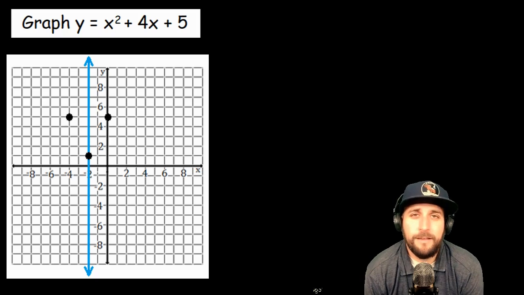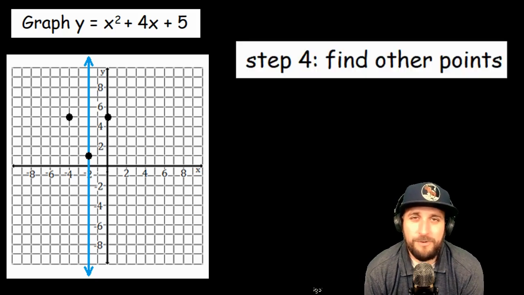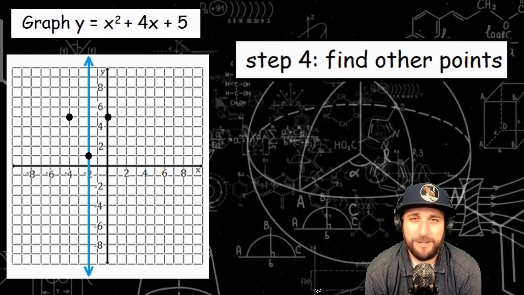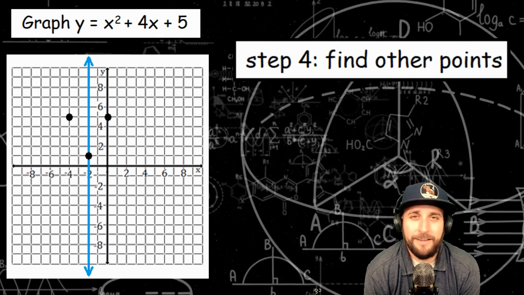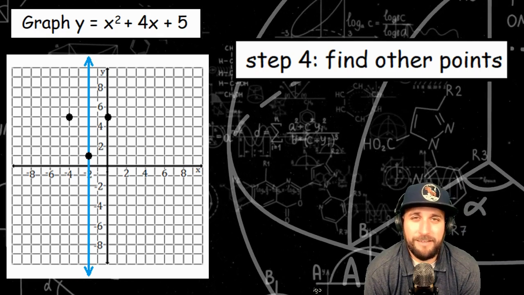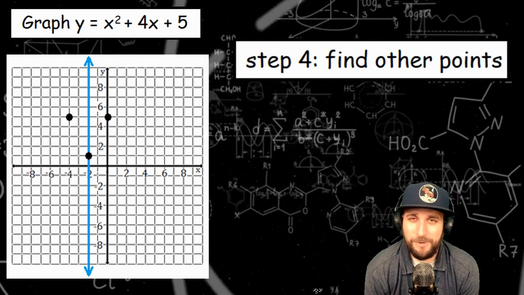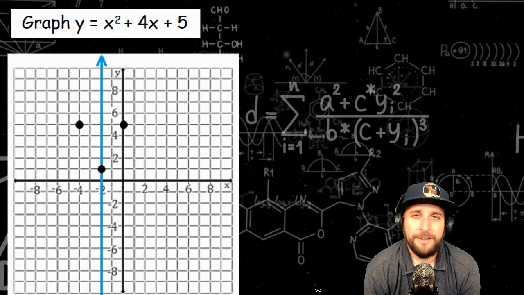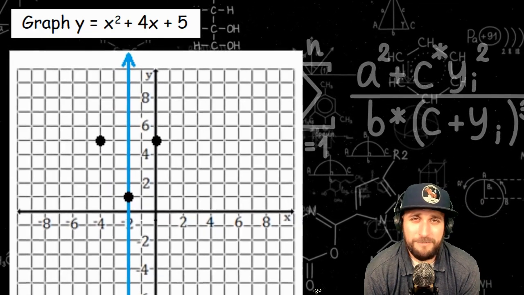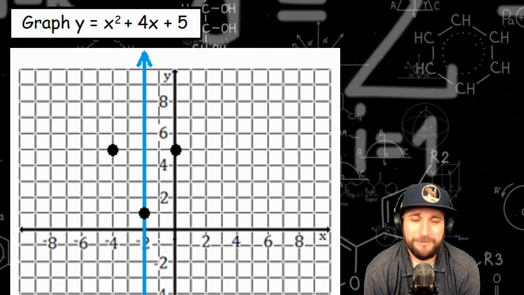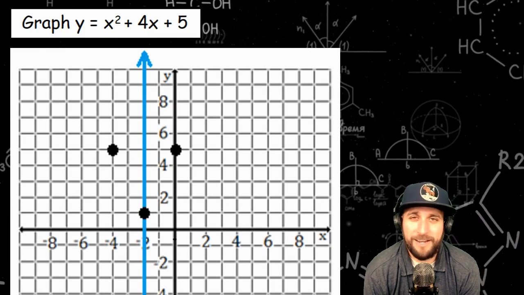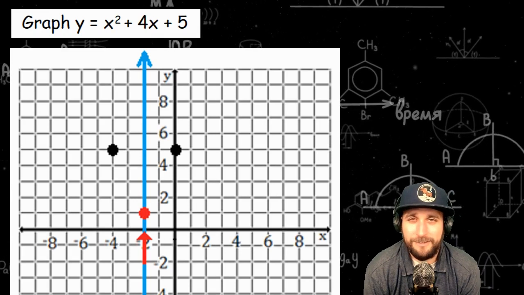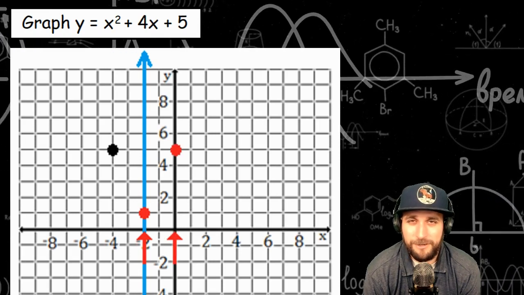Step 4 asks us to find and plot other points. On your notes and on your worksheets, I'm going to ask you to plot 5 points total when you're graphing a quadratic function. We have 3 so far, and every time we find one point, we get another point thanks to our axis of symmetry. So I just need to find one more ordered pair. You can pick anything you want for x, but you want to be sure that it is on your graph. So we're going to be smart about what x values we pick. Now my vertex was at -2, and my y-intercept was at x equals 0.